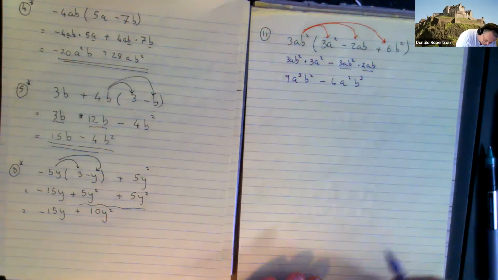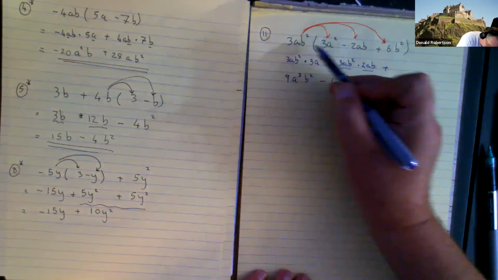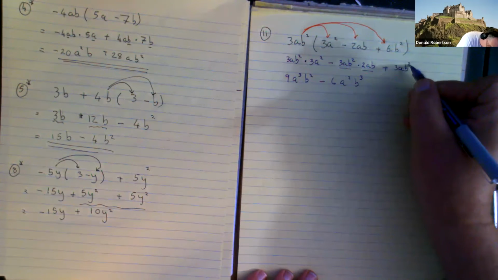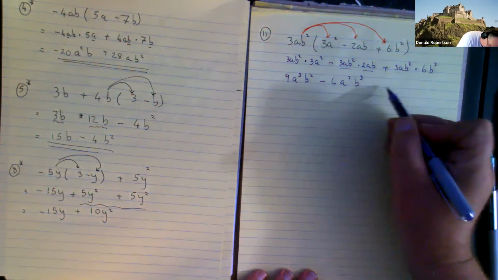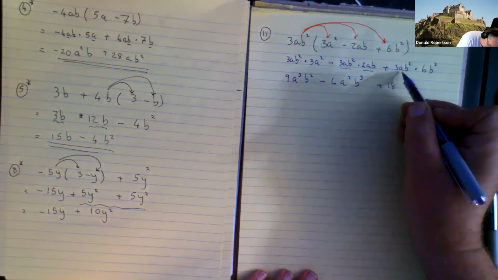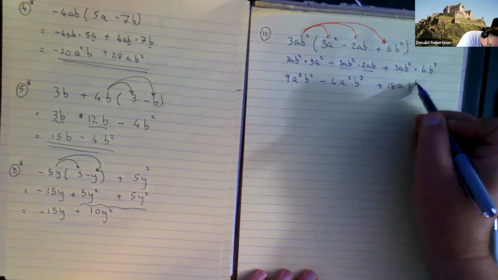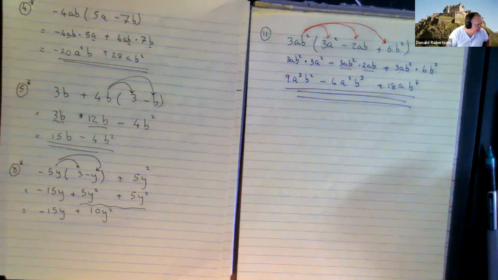So that's that one. Now, if you go for the last one, it's positive because this is positive, so is that. So it's positive 3ab squared times 6b squared. 3 times 6 is 18. A is on its own. And b squared times another b squared is b to the 4. And that's our final answer.